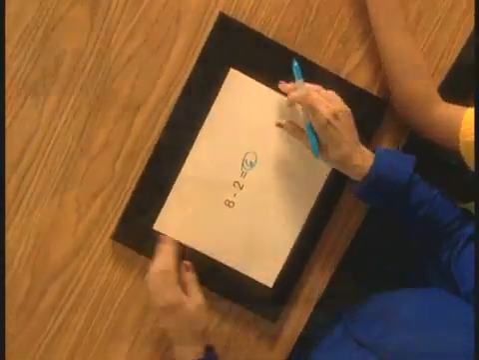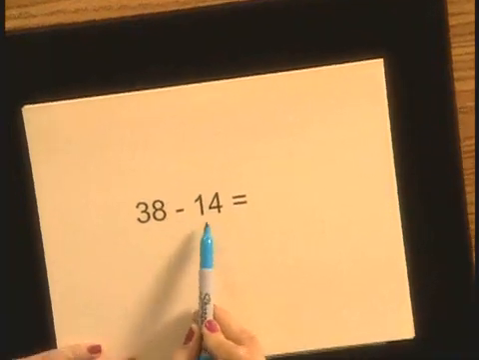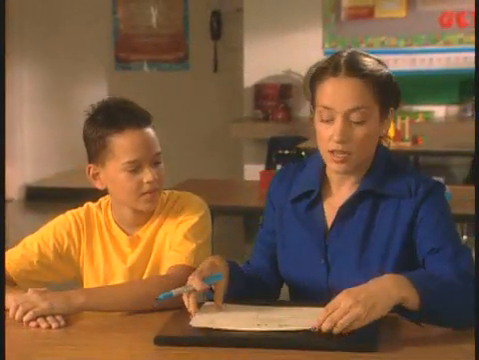6, exactly. Now, let's try another problem. We have, read this one for me. 38 minus 14. Exactly. Now, just like in multi-digit addition, in multi-digit subtraction, there's some steps that we have to follow. They're very simple. So here we go.